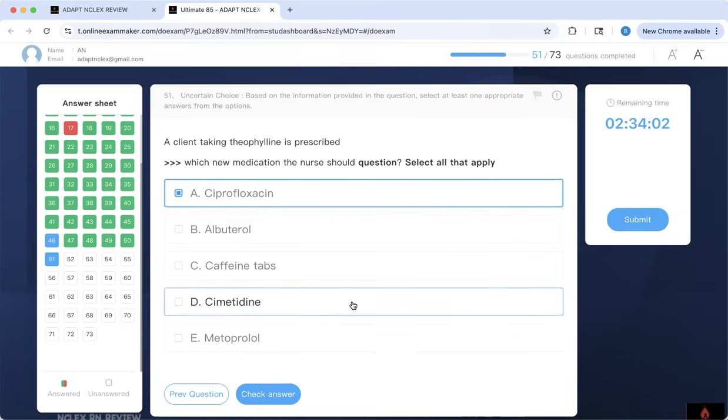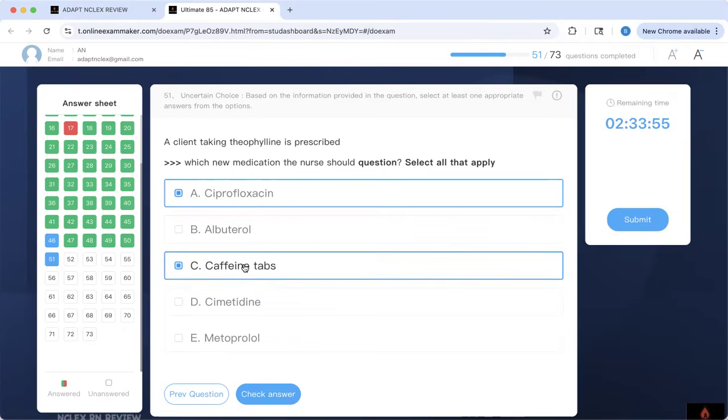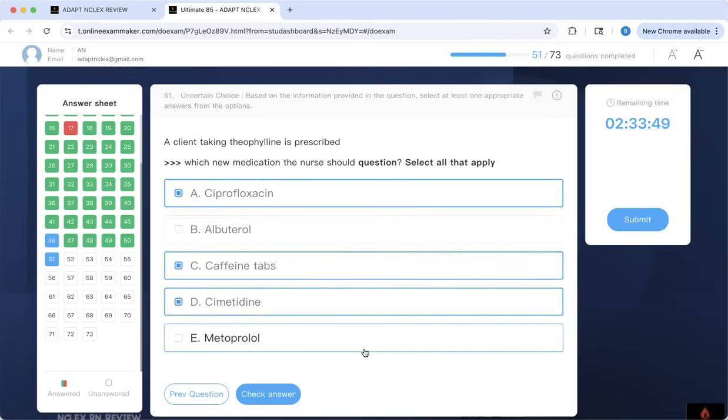Ciprofloxacin, bad. Albuterol, yeah, you can give it to them. It's a short acting. Caffeine, yeah. Cimetidine, yeah. And metoprolol, what do you think? It's fine. Expected finding. It does not affect it.